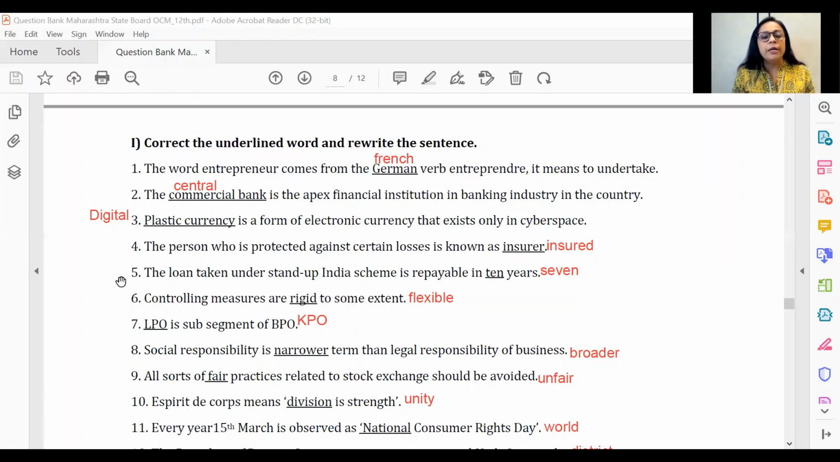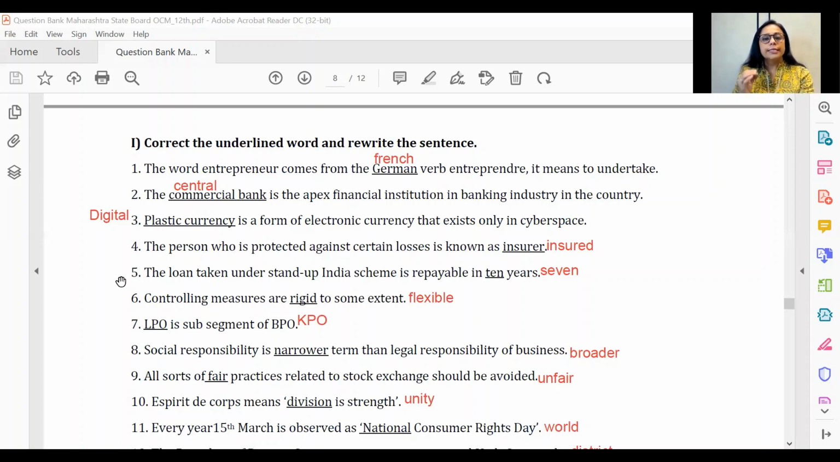You see the second one there. Commercial bank is the apex financial institution. Commercial is incorrect. Underlined word is commercial, so we correct it and it becomes the central bank. In India, the central bank is Reserve Bank of India. So this is what you write. The central bank is the apex financial institution in banking industry in the country.